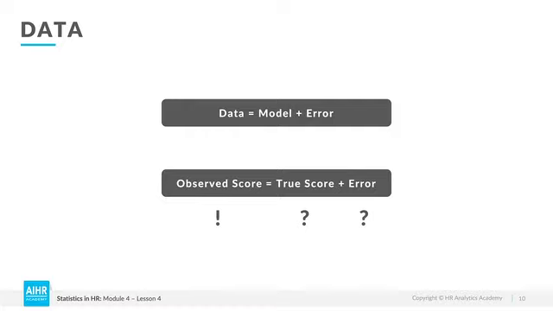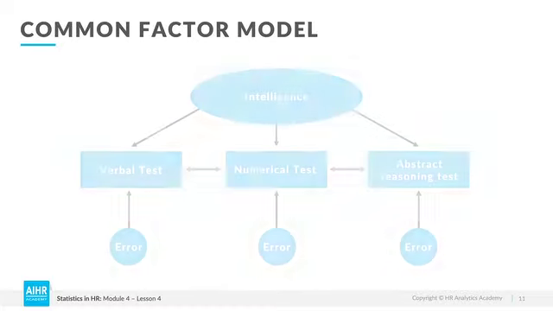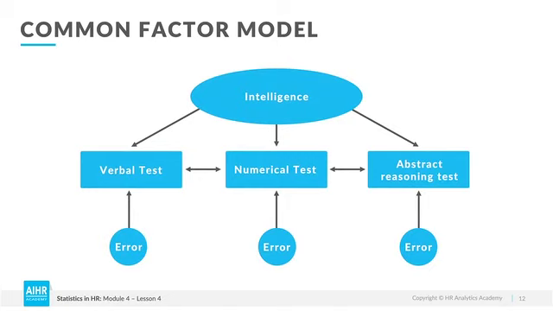We can represent this by showing you a common factor model. Here, we have three measured variables. These all measure intelligence to some degree. So for instance, a verbal test, a numerical test, and an abstract reasoning test. These three indicators are all of the same underlying latent variable, intelligence. Now, because they measure the same thing, we would generally expect these variables to be correlated in our population. That's what the double-headed arrows indicate.